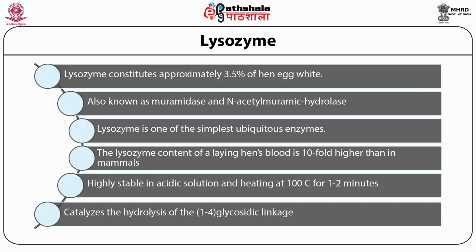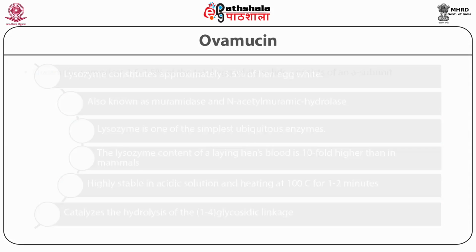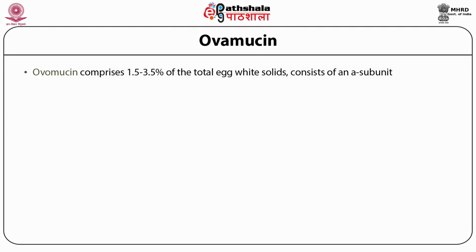The thermal stability of lysozyme is partly due to its 4 disulfide bonds. It catalyzes the hydrolysis of the 1,4-glycosidic linkage between N-acetylmuramic acid and N-acetylglucosamine in the polysaccharides of certain bacterial cell walls.